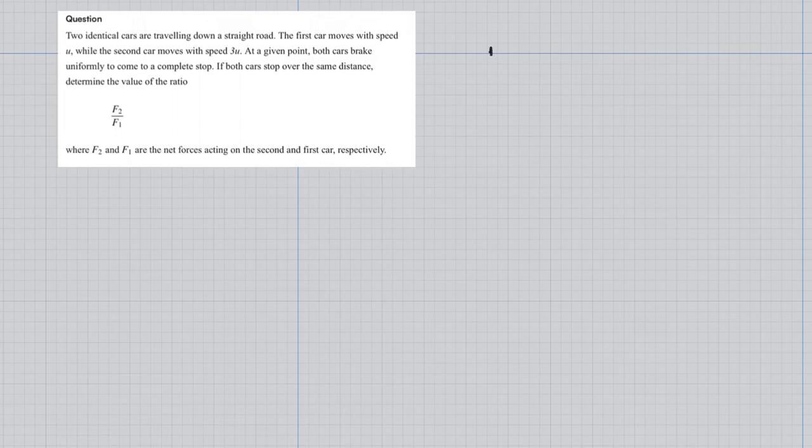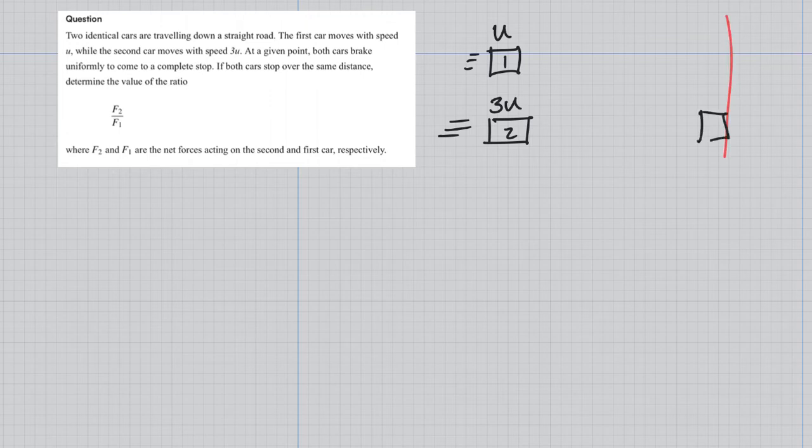So if we have car 1 here, and we have car 2 here, and car 2 is moving faster than car 1. So this has an initial velocity of u, this has an initial velocity of 3u. Both cars are going to come to rest at the red line. So their final velocity is going to be 0. And it said that they both moved a displacement or distance of s, or they moved through the same distance.